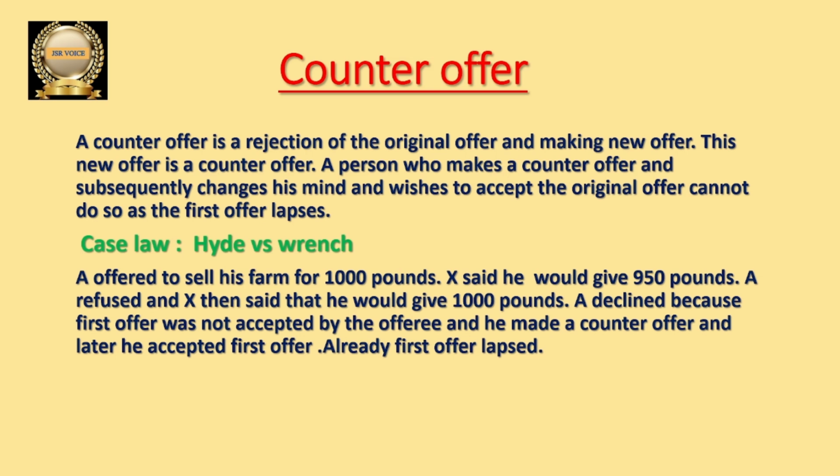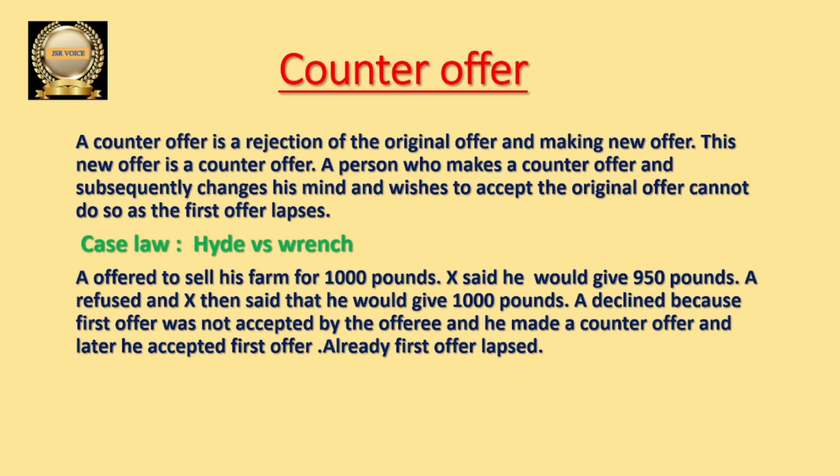I don't want to sell it for 950. He refused. And X then said that he would give 1,000 pounds. He said, I will give you 1,000 pounds and you can sell your farm. But whenever X makes a counter offer, the original offer came to an end. Now A, the offerer, need not sell. He can decline the first offer. So A declined because the first offer was not accepted by the offeree and he made a counter offer.